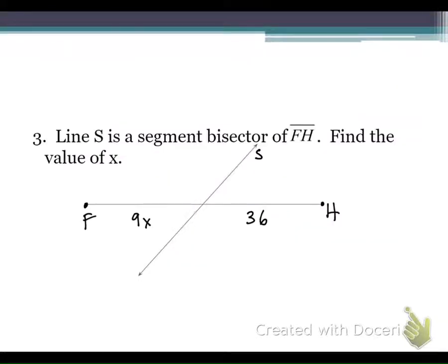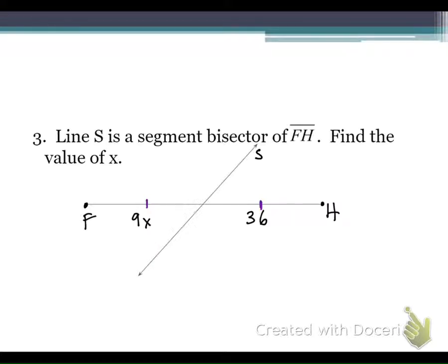Okay, so if line S is the segment bisector of FH, what did it do to the line? It cut it in? Yep, it cut it into half, cut it into 2 congruent segments. So once again, we show that they're congruent by putting those little tick marks. And since they're congruent, what can I do with them? So we could add them to find the whole length. If I'm wanting to find just the X. So that goes along with it.